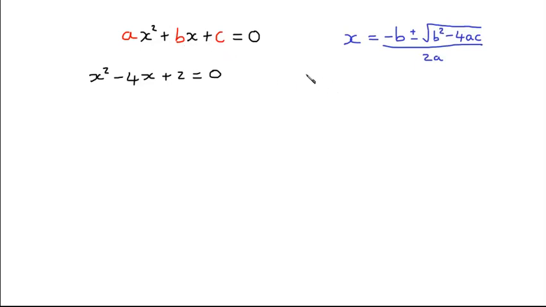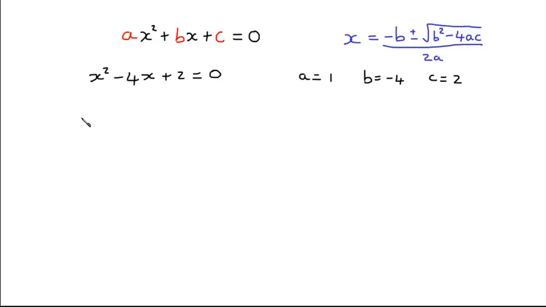So my value of a is 1 because I've only got 1x squared, so a is 1. My value of b is going to be negative 4, so b is negative 4, and c is positive 2, so c is 2. It's a good idea to write those down so that when you're going through the formula, we can just look over and see what the values are as we substitute them in.